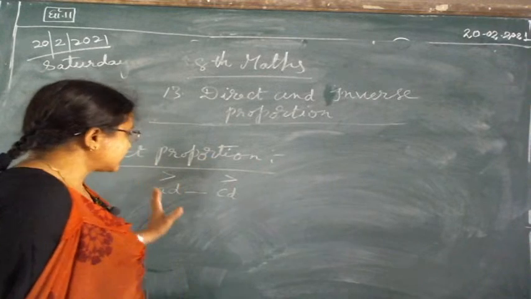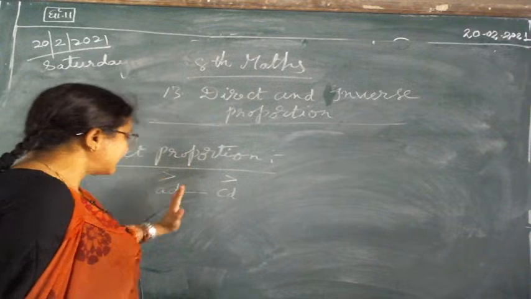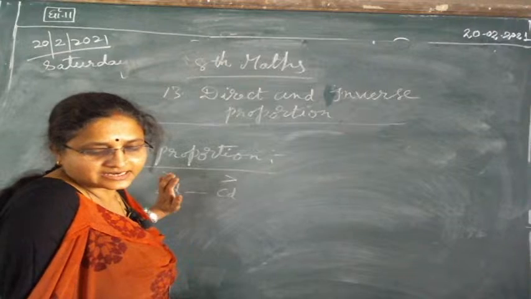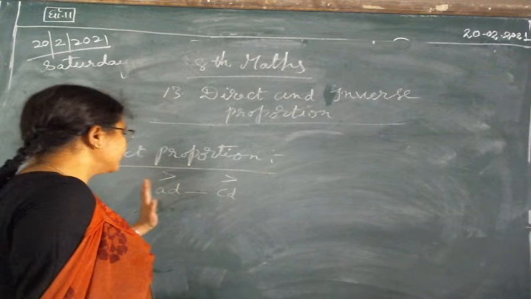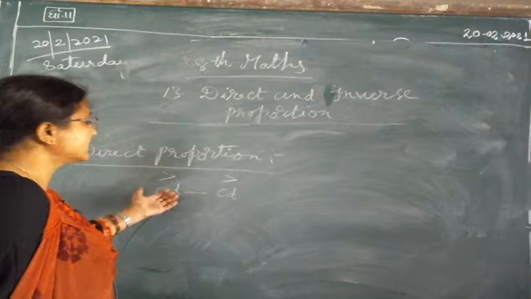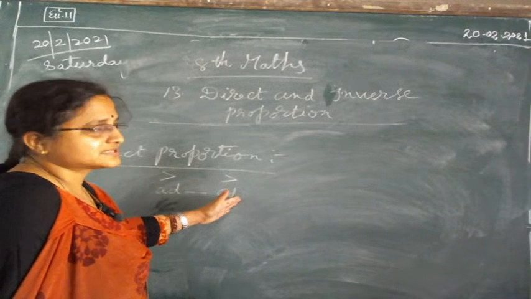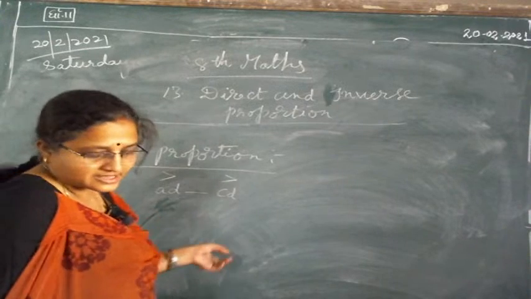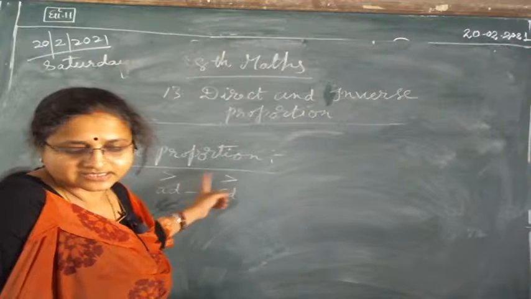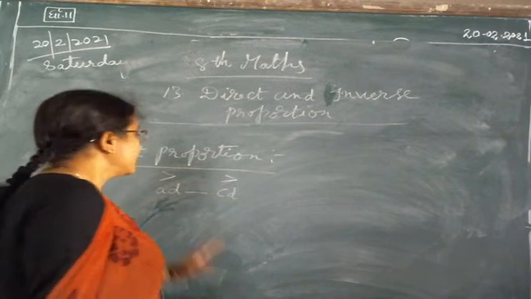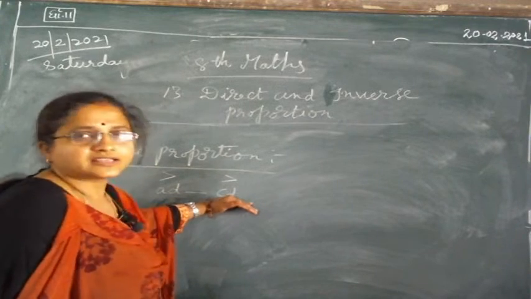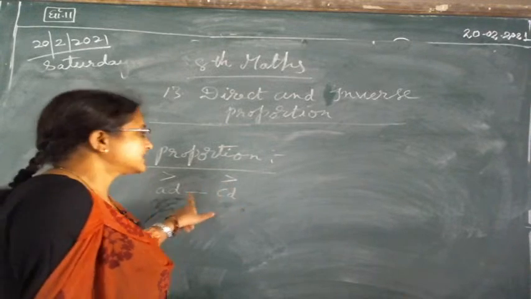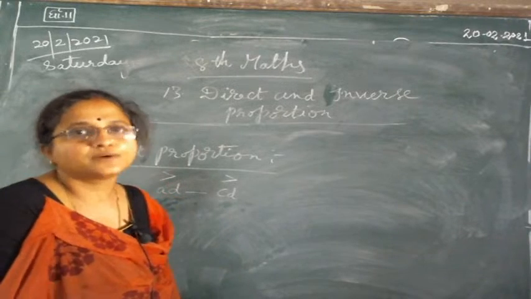Two quantities are related in such a manner that an increase in one results in a corresponding increase in the other also. If one quantity increases, it will automatically increase the second one also. If it happens so, then we can say that these two quantities are in direct proportion.